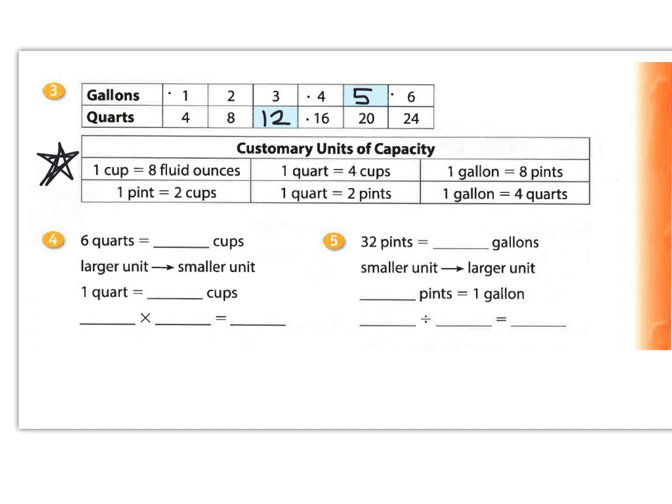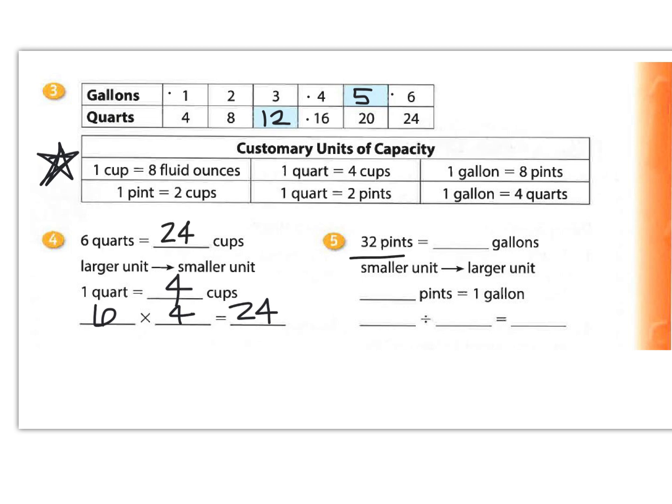So now we have to look. We're going to use that chart to help us. So 6 quarts equals how many cups? Well, the larger unit is the quart, and it equals 4 cups. So 1 quart equals 4 cups. So we have 6 quarts times 4 equals 24. So 6 quarts is the same as 24 cups.